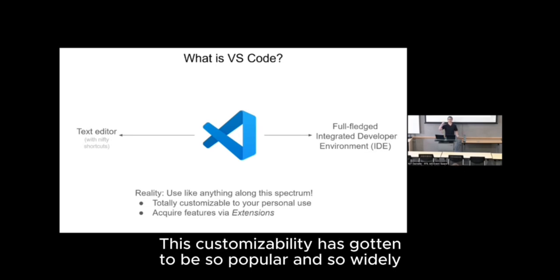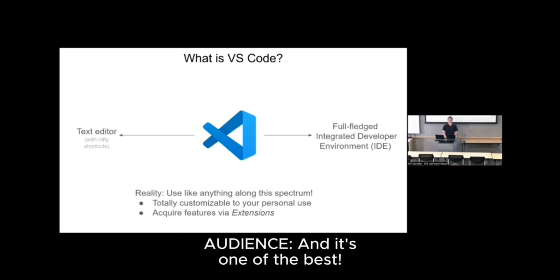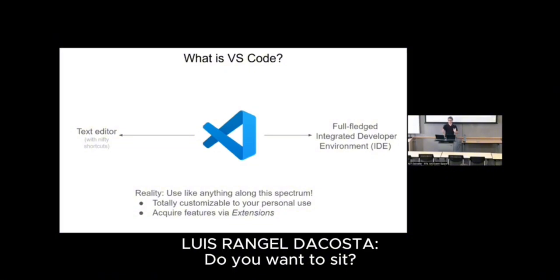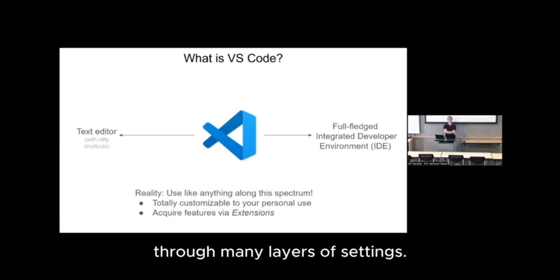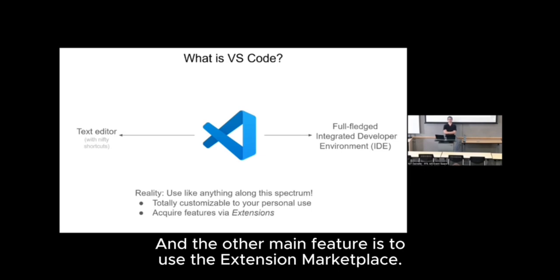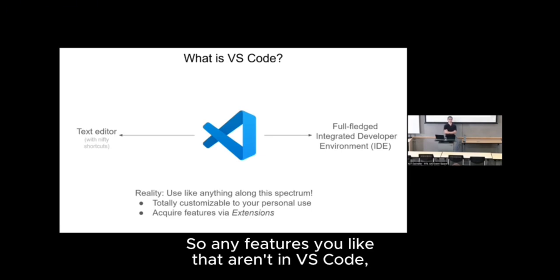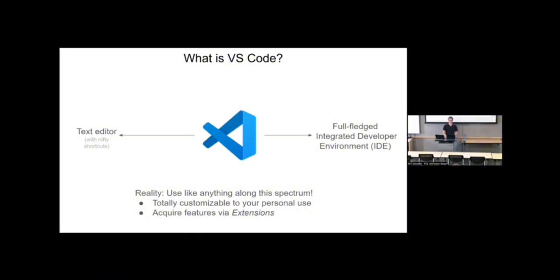And this sort of customizability has made it so popular and so widely used by a lot of programmers and scientists around the world. One of the ways we can customize it is through many layers of settings. And the other main feature is the extension marketplace. So any features you like that aren't in VS Code, there might be a way to add them to VS Code.